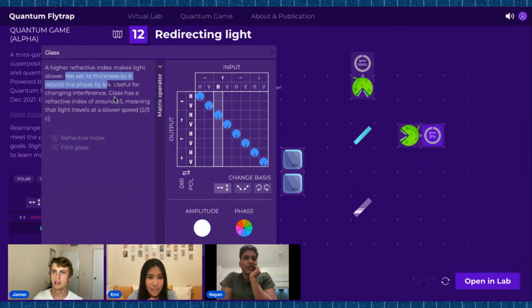Glass has a refractive index of around 1.5, meaning that light travels at a slower speed. Okay, and the thickness is set to retard the phase by lambda over 4. Also depicted as blue. There we go, as blue.